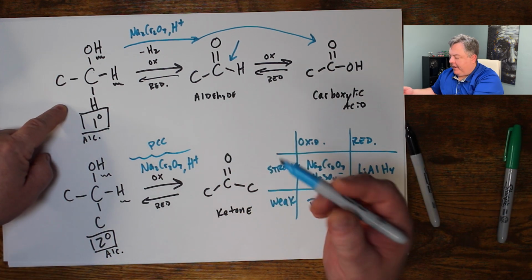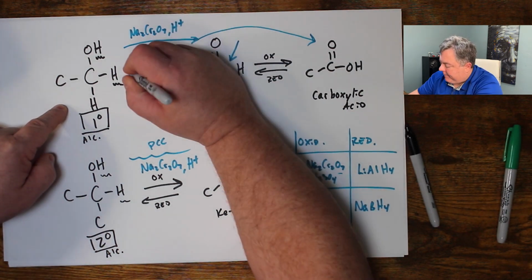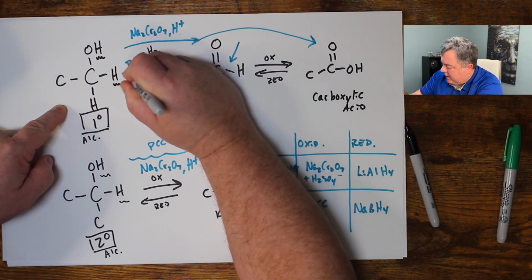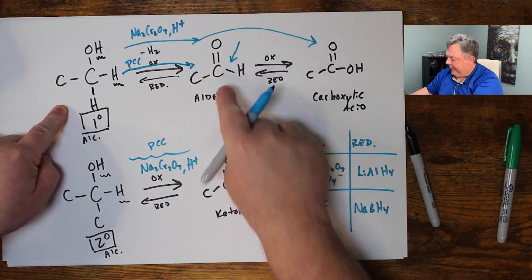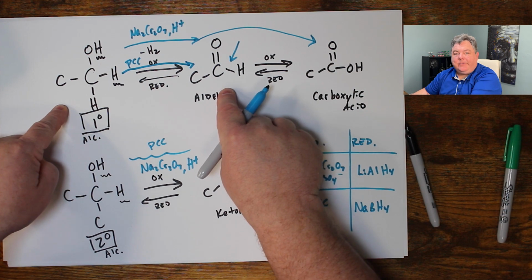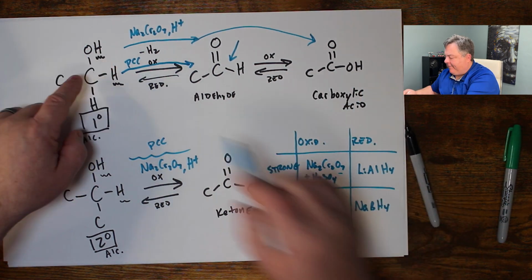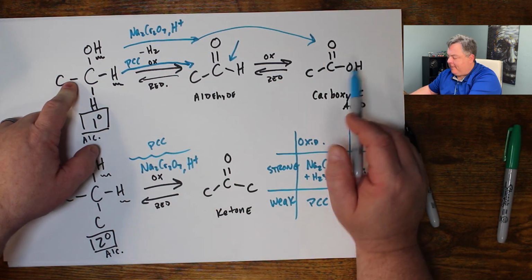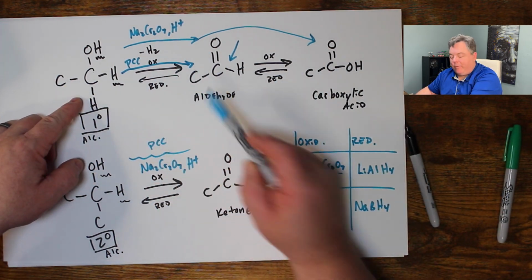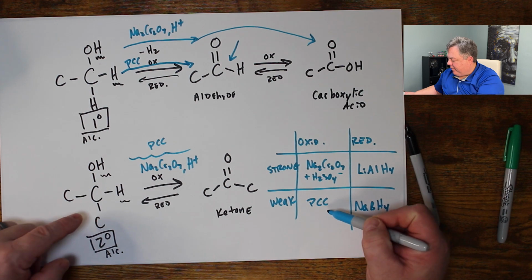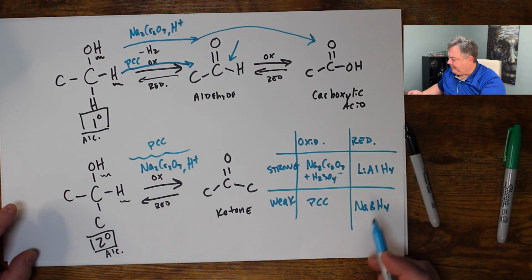But up here, here's where it matters. If I use PCC, it oxidizes to the aldehyde and stops there. PCC is not strong enough to take me all the way to the carboxylic acid. So it's good to have the strong one that takes you all the way and the weak one which takes you halfway. So the strong one, sodium dichromate, the weak one, PCC.